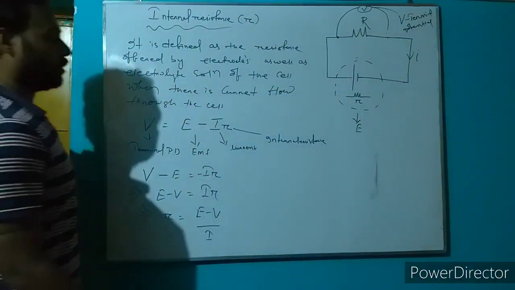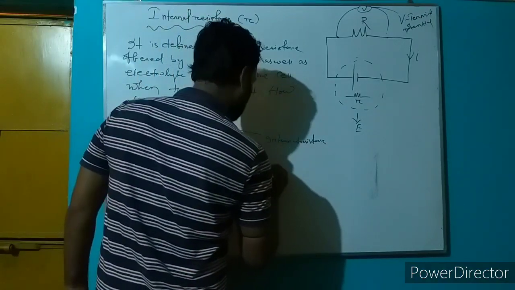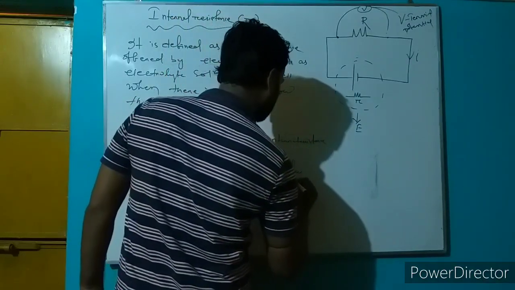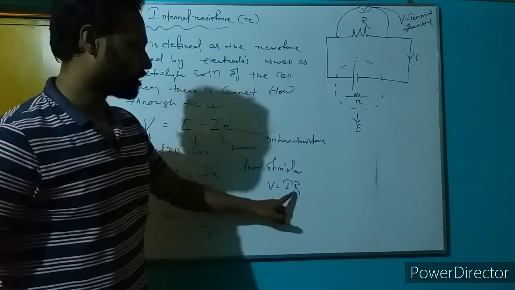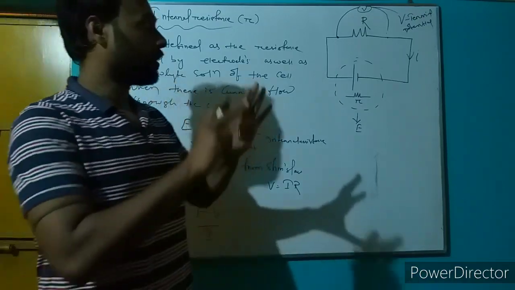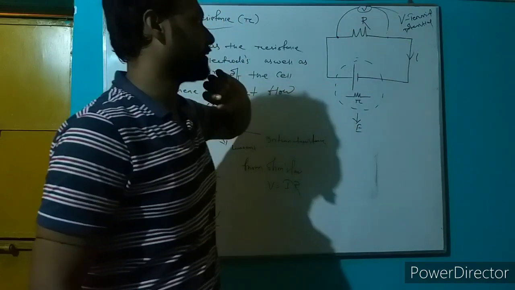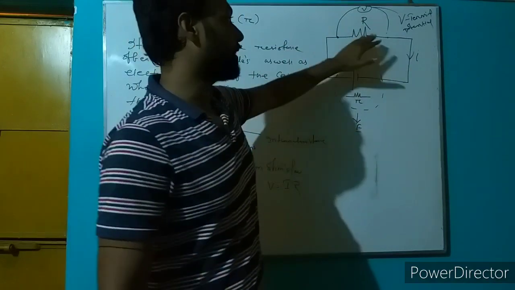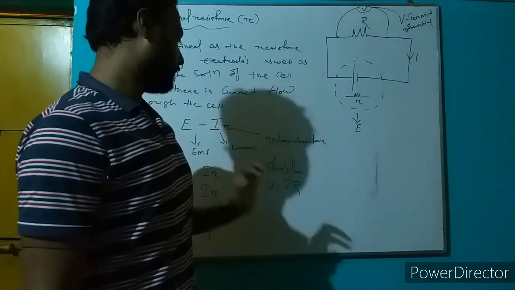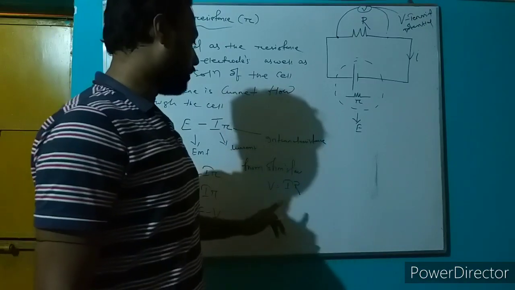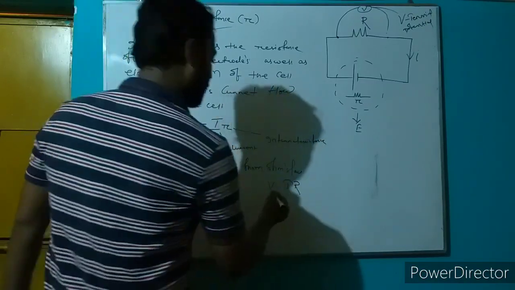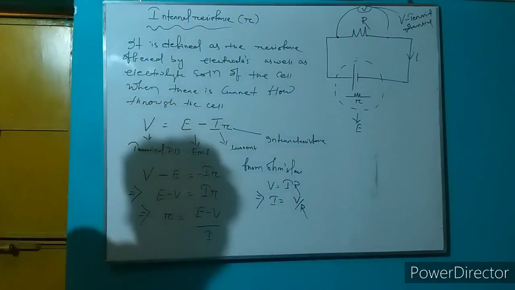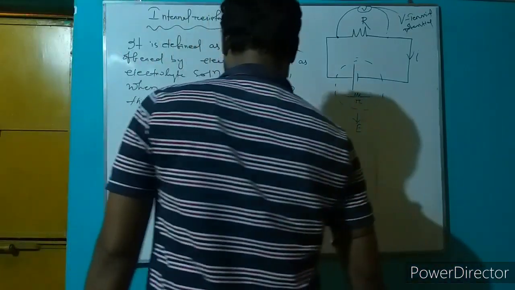So again, we know from Ohm's law, V equal to what? I into R. I into not small r, that is the capital R. That means if you assume that is a complete circuit, a closed circuit, and that circuit is connected to a conductor whose resistance is capital R, that's why it obeys Ohm's law. According to Ohm's law, V equal to IR. That implies I equal to V by R.